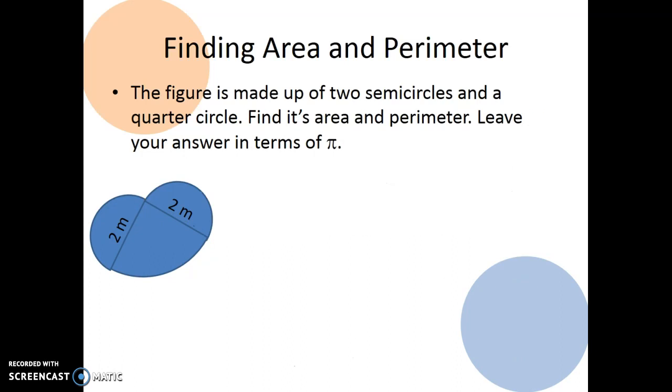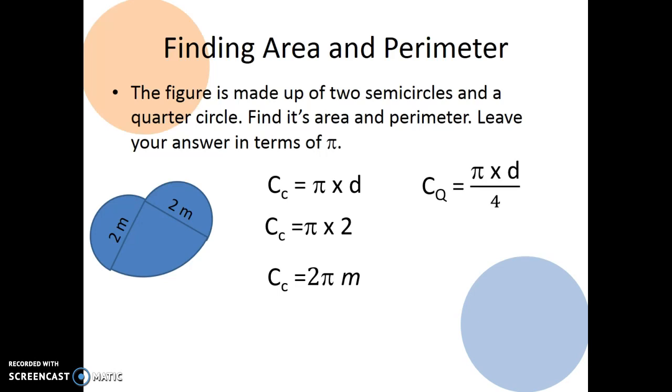Okay, now let's do the same for perimeter. All right, so I'm going to find the perimeter of my circle first. And again, since I have two semicircles, I can just find the perimeter of an entire circle. Okay, so let's do that first. Pi times diameter. So pi times 2, and my circumference or perimeter of those semicircles is 2 pi meters.